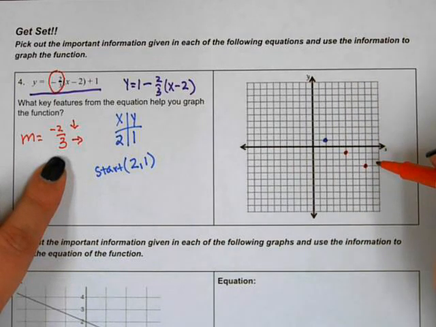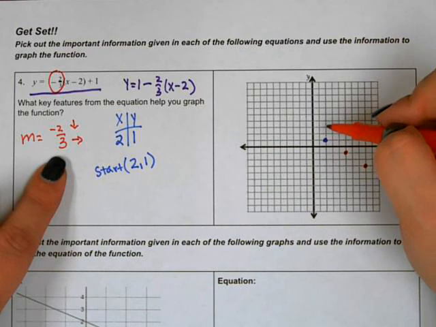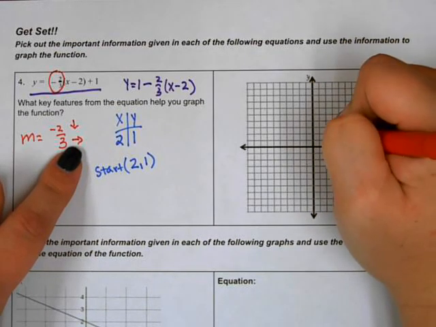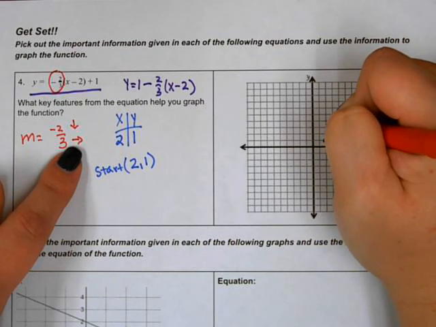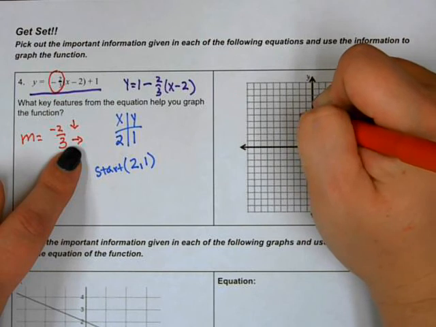Now I can't go any more that way, but I do want to point out to you guys, we could go the other direction then. So instead of going down and to the right, we could move up and to the left. So I'm going to move up 2 and left 3. Up 2 and left 3.